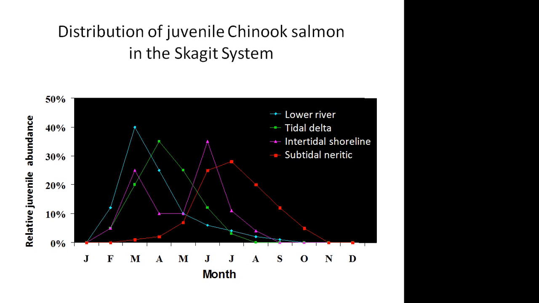Here's an example of several different types of measurements for Chinook salmon. Each of these dots represents the percentage over time that fish were caught in that different habitat. So lower river via the outmigrant trap, tidal delta via beach seining, intertidal shoreline via beach seining, pocket estuary via the trap and beach seining, and then surface trawl for the subtidal neritic.